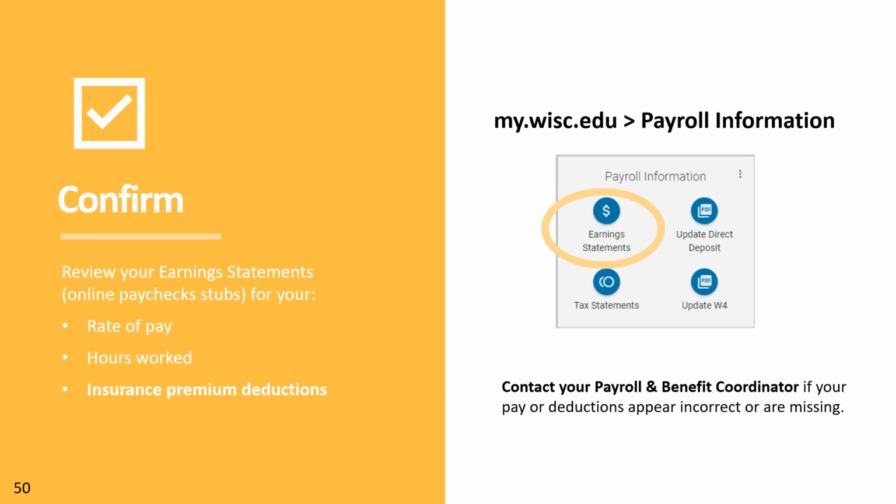As an employee, you'll want to review your earnings statements regularly. You'll find those in the MyUW portal under the Payroll Information tile. Be sure to review your earnings statements for your rate of pay, the number of hours that you've worked and for which you've been paid, and then also the insurance premium deductions that are being withheld. Because for any insurance that you've elected, you will have deductions coming out of your paychecks to pay for that insurance.